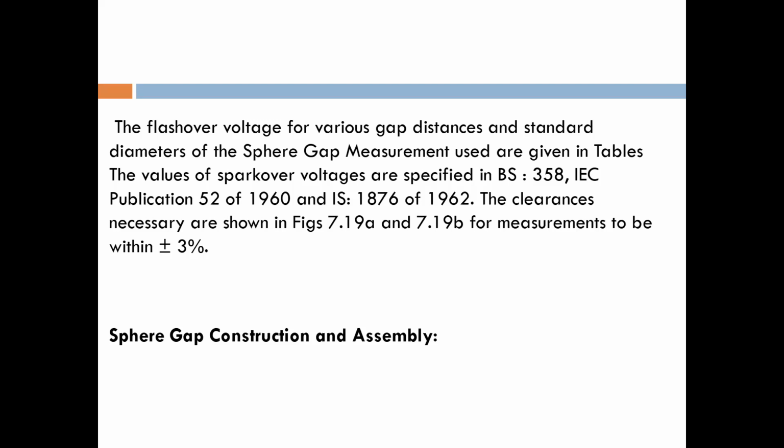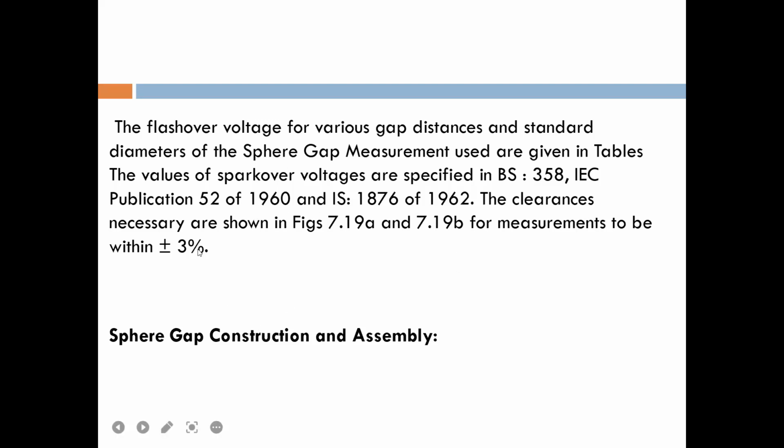Just I have told you that the table is given. What is given? The various gap distances and standard diameters of the sphere gap measurement. What are the sphere gaps made of? Sphere gaps are really made of metal. They may be aluminium, they may be bronze, or they may be copper. Always remember, they may be made of aluminium, copper, or bronze.